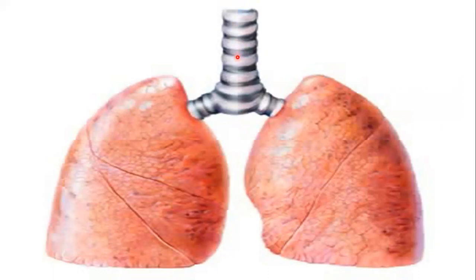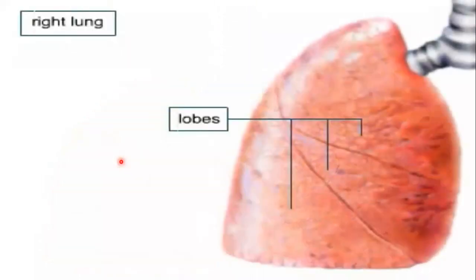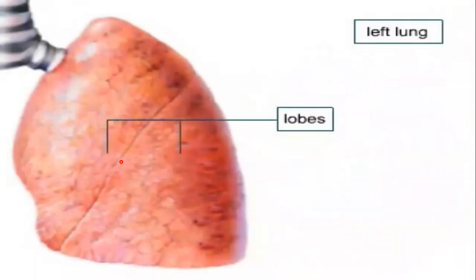And now we were going to go to the internal structure. We know this is the bronchi. We have 2 bronchi here, one going into the left lung and the other one going into the right lung. So we have 2 of them over here. Each lung is divided into lobes. The right lung is divided into 3 lobes, while the left lung is divided into 2 lobes.